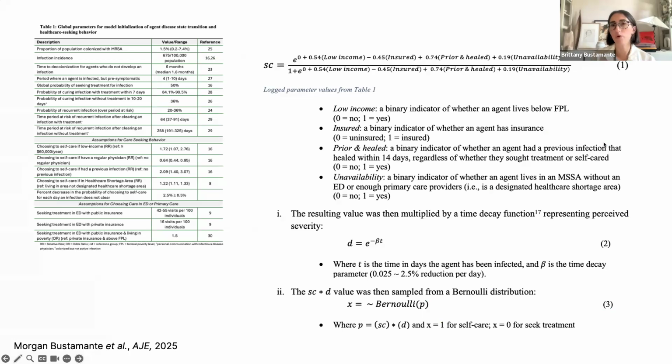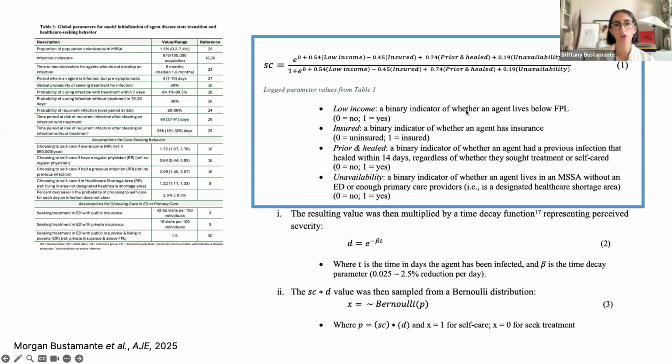So that process is exactly what we built into the model. Using the values from the table that I showed previously, which is now up here on the left, we created an equation that assigns each agent a probability of self-caring at home, also known as SC, at each time step in the model. So you can see the probability of choosing to self-care is basically a function of whether the individual lives below the federal poverty level, has insurance, their previous experience with an infection in the simulation, and whether they have a healthcare provider in their MSSA that they can go to. So at each time step, an infected agent in the model calculates their probability to self-care and updates the probability with new information based on what happened in the previous time steps.